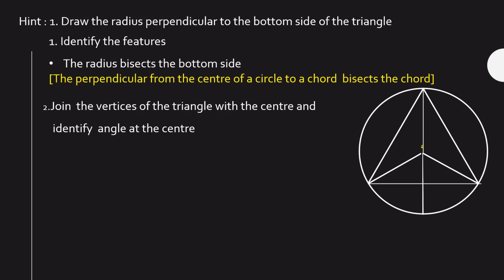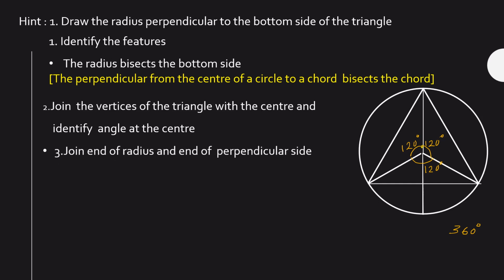Now identify the angle at the center. That means what about this angle, and this angle? See, what is the total angle at the center? 360 degrees, isn't it? As this is an equilateral triangle, what will be these three angles? Yes, 360 divided by 3, and that is 120 degrees each, isn't it?